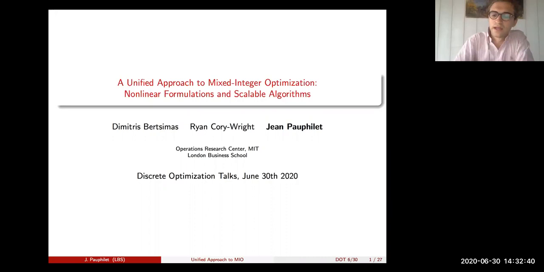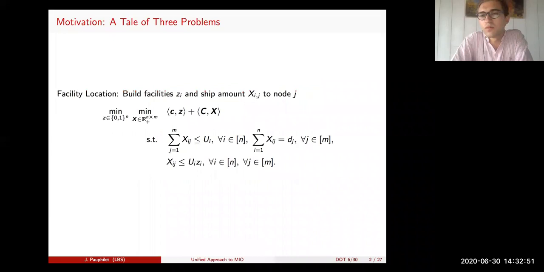So the first such example is a very standard facility location problem where you have to decide whether or not to build a facility. Zi would be a binary variable, and you also decide on the amount to ship from facility i to customer or node j. So that will end up in a mixed integer linear program where you try to minimize the cost. So construction costs c transpose z, and also transportation cost capital C transpose x under some constraints, which are the usual ones.